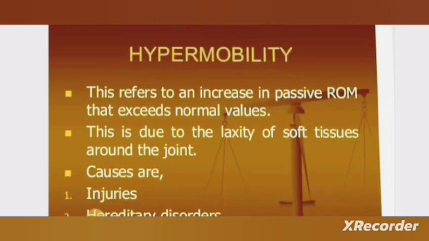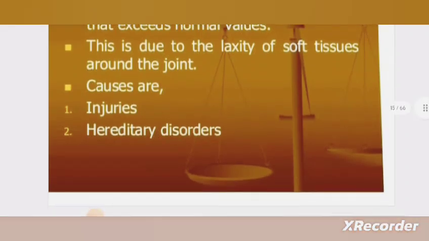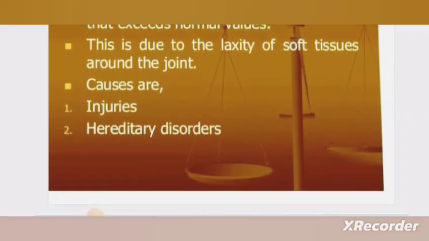Now, we talk about hypermobility. It refers to an increase in passive range of motion which exceeds normal values. This is due to laxity of soft tissues around the joint, which may be caused by injury or hereditary disorders.